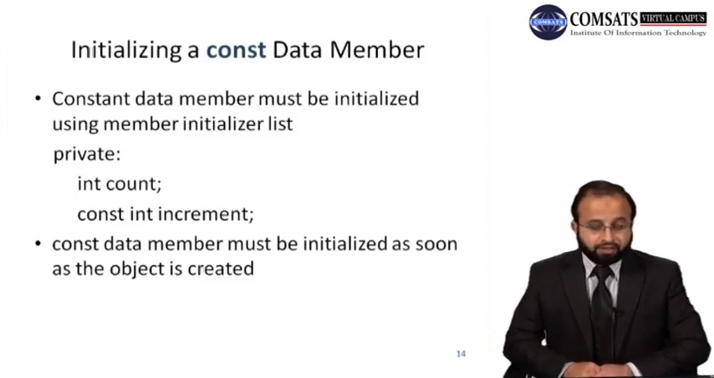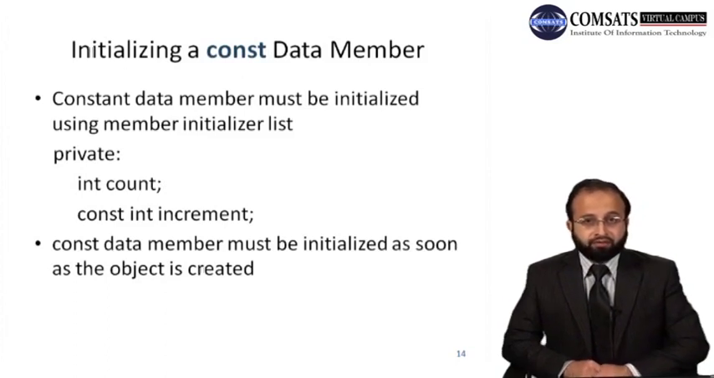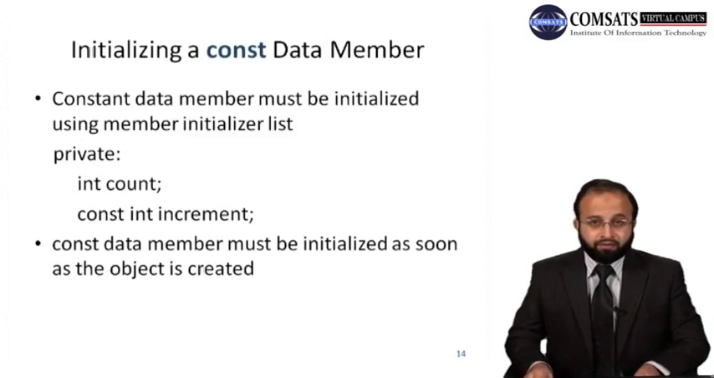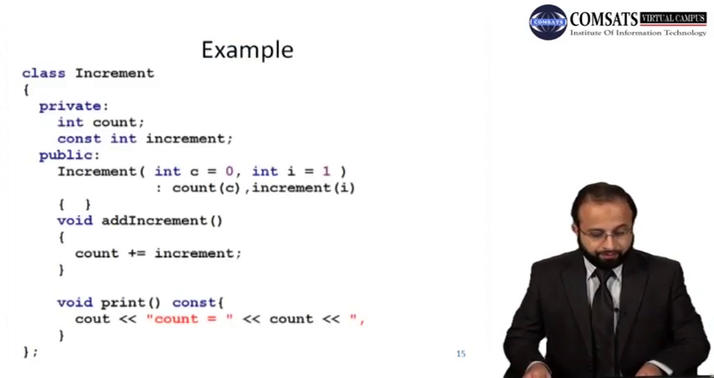So when there is a constant as a private data member of the class, then whenever the object is created, it must be initialized with some value, and then after initializing it is not possible to change the value of the constant. Let's see the example program.